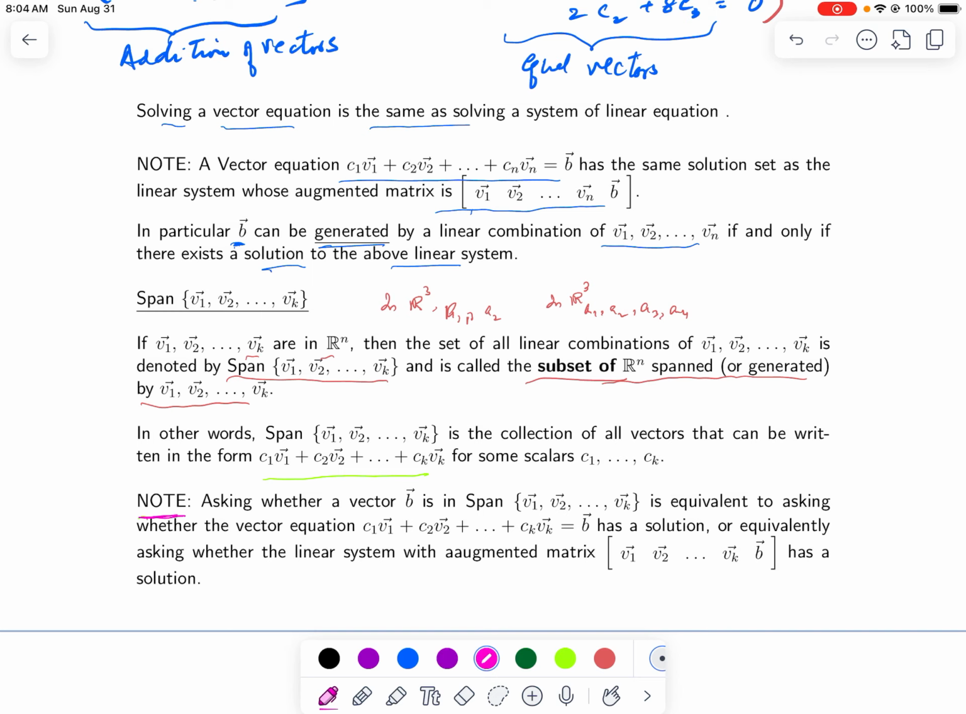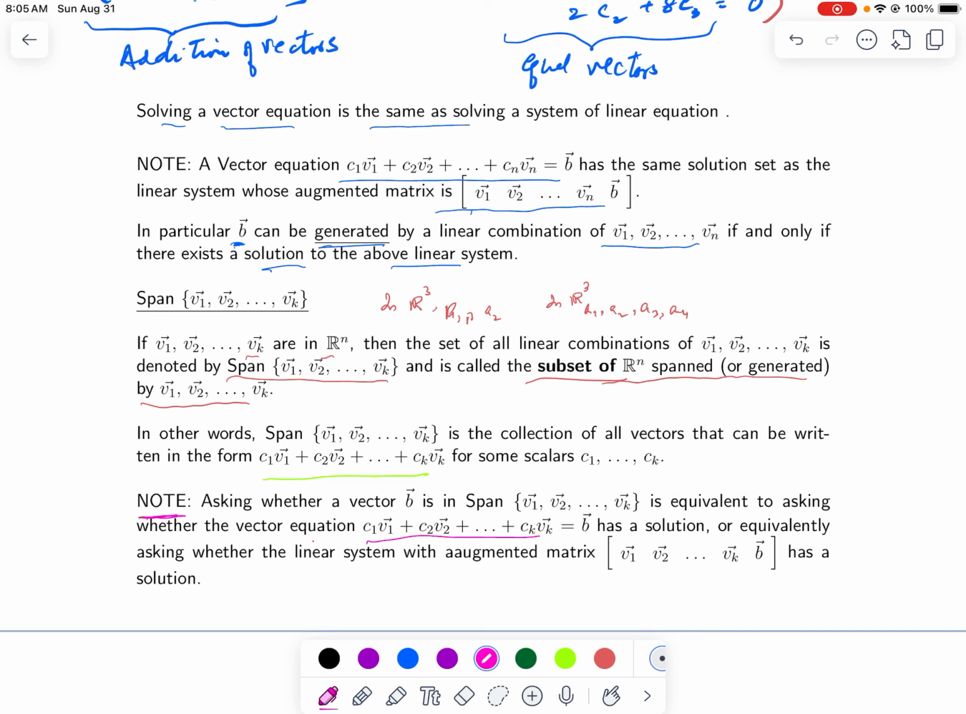Asking whether a vector b is in the span of these vectors is equivalent to asking whether this vector equation has a solution. Or equivalently, asking whether the linear system with augmented matrix v1 up to vk, then the b column, because it's augmented, has a solution.